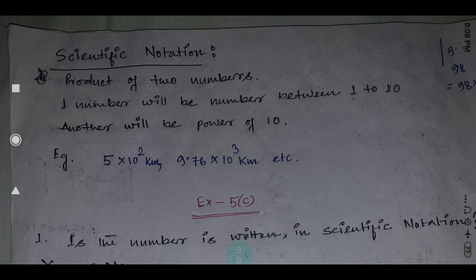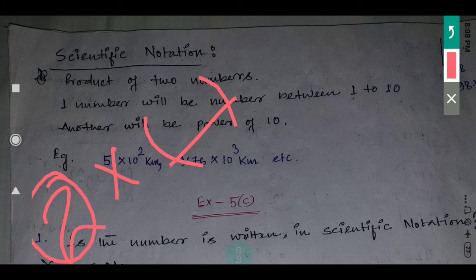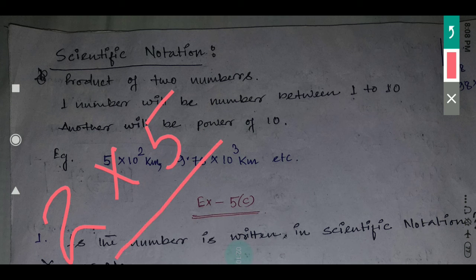A number is in scientific notation if it is the product of two numbers. Product of two numbers means, suppose one number is 2 and another number goes here. This is called a product of two numbers. So what will this number be and what will that number be? Simply multiplying 2 into 5 is also a product of two numbers, but it is not in scientific notation. There are some rules and regulations.